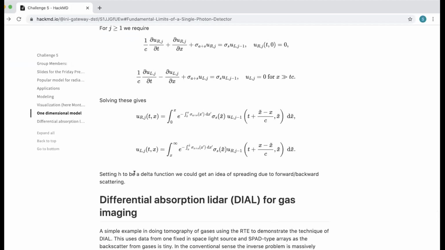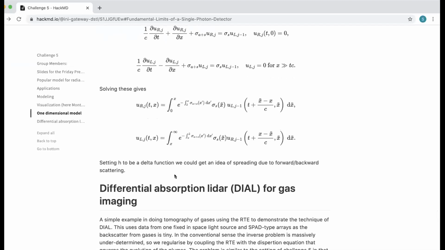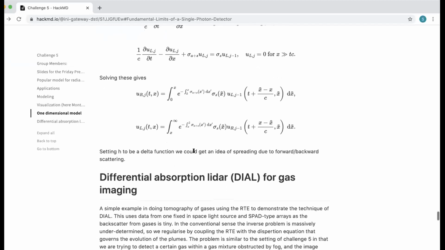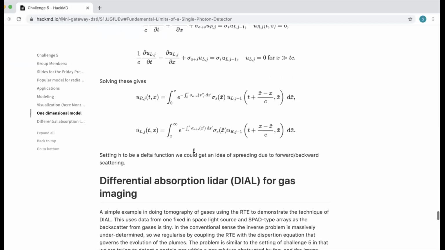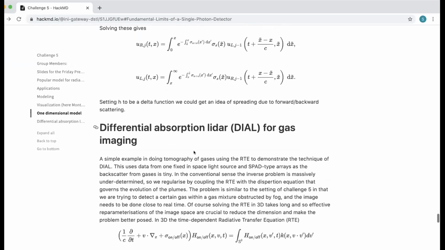And I maybe would add that you could incorporate the delta function for H in order to get an idea of what the impulse response is, and try to determine how much the delta function pulse would spread out under a model like this, which is the important thing to know, how much the delta impulse response spreads out, in order to determine the fundamental limit of the system. So that was what I was going to say about one-dimensional models.